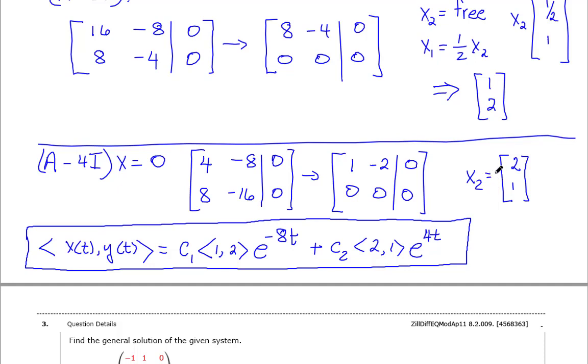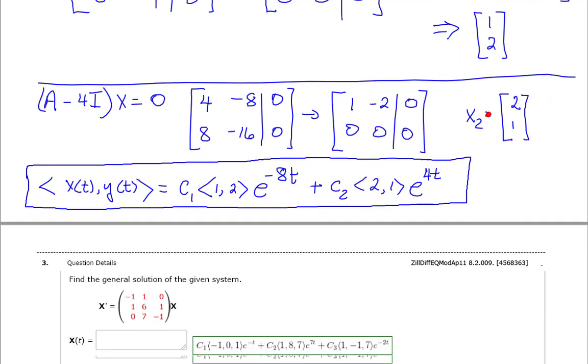I get x2 is free, so x2 multiplied by this, and I get for here a 2. And so for the eigenvalue of minus 8, its vector was 1, 2. For the eigenvalue of 4, I get the eigenvector of 2, 1. With the constants C1 and C2 to be determined if we had initial conditions.